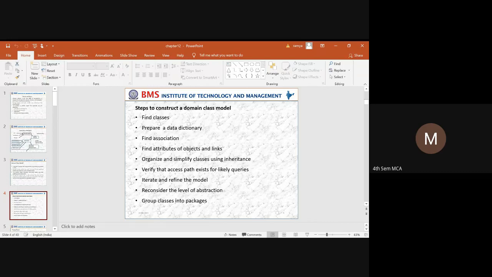Okay, so the first thing is we need to find the classes. For example, we have taken an ATM case study with respect to the ATM problem domain. What are the different classes required? We need to find out the different classes. The next thing is to prepare a data dictionary. What do you mean by data dictionary? You have come across the data dictionary in your DBMS, right? Have you heard about data dictionary?